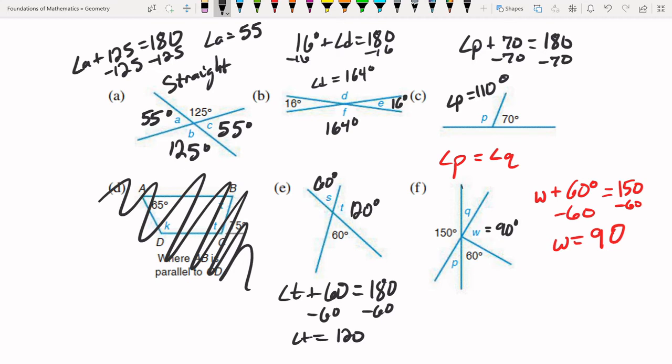Now all I have to do is figure out what P and Q are. Now they're both the same thing, so we can use that information to help us out. We also know that this right here is a straight angle. 150 plus Q equals 180. Well, you can subtract 150 from both sides. The only way that would work is if Q equals 30 degrees, right? 30 plus 150 is 180. So Q is 30 degrees and P is 30 degrees.